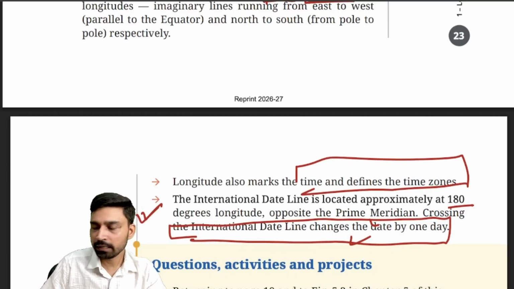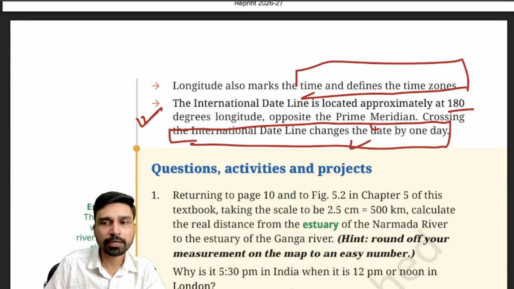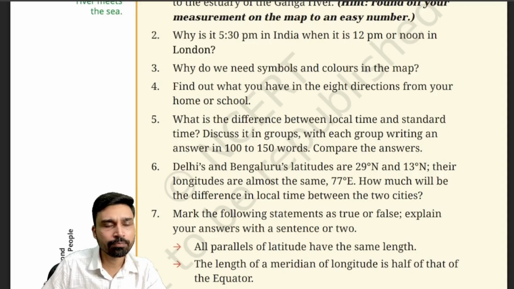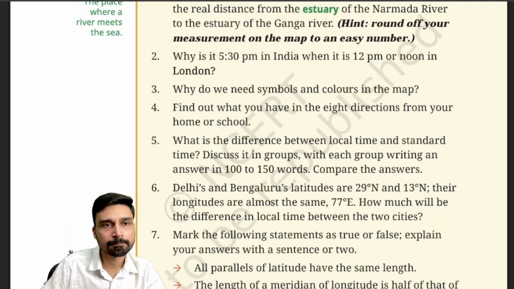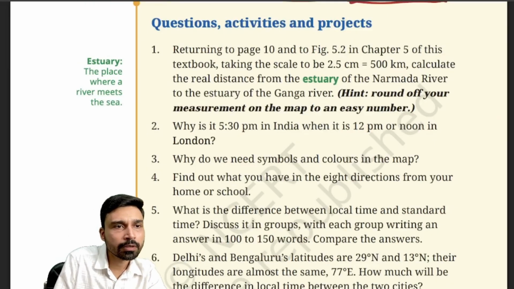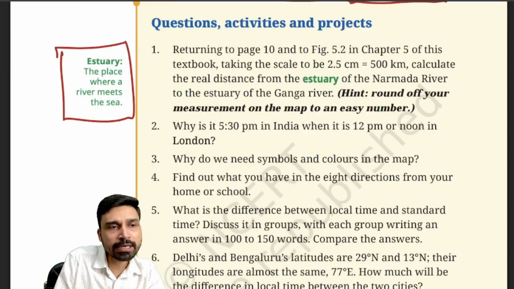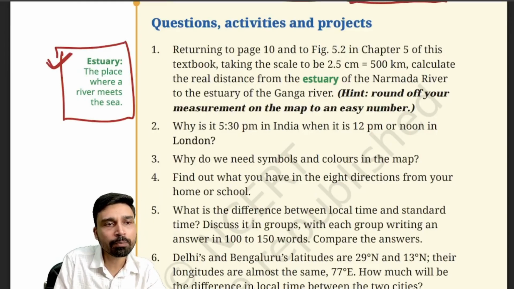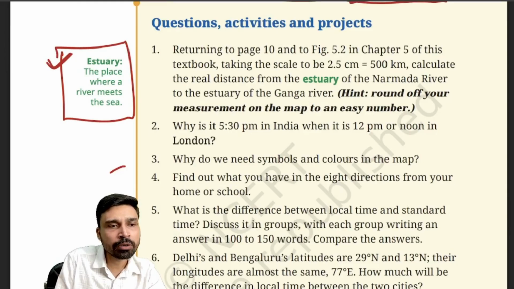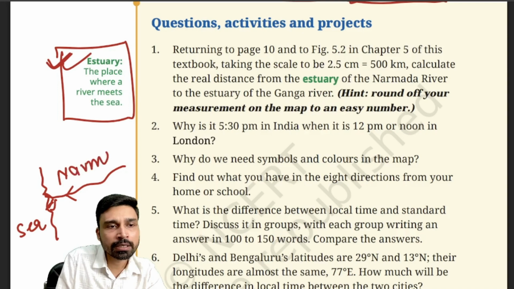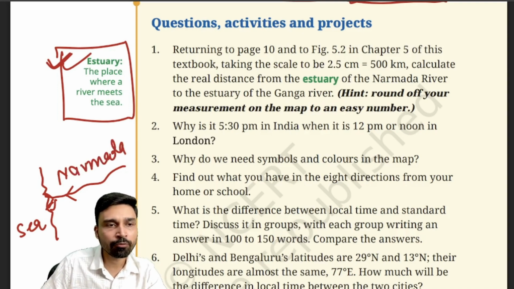Now here a definition is given that you should know. There is a term mentioned here called estuary. So estuary is a term that we use to refer to a place where a river meets the sea. So when a river is flowing over the continental landmass, and here you have the sea or ocean, the place where the river meets the sea is called an estuary. In India, we can take the example of the Narmada river. So the Narmada river flows toward the Arabian Sea and makes up the estuary.